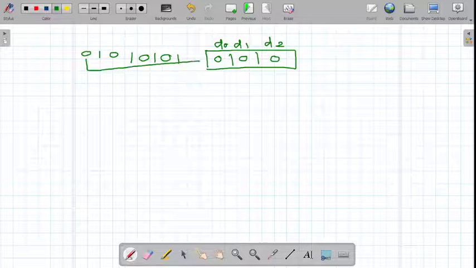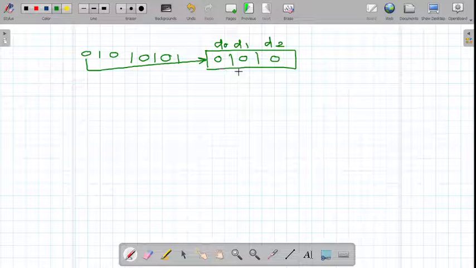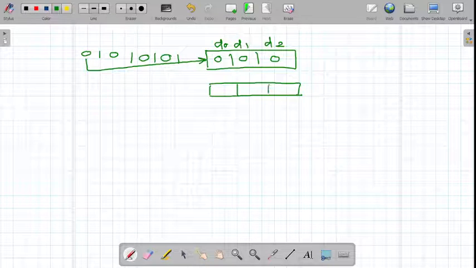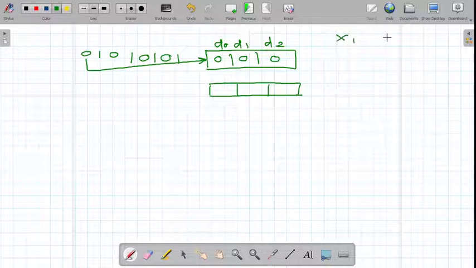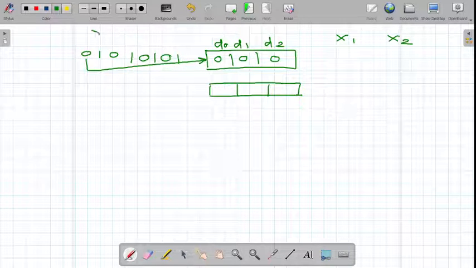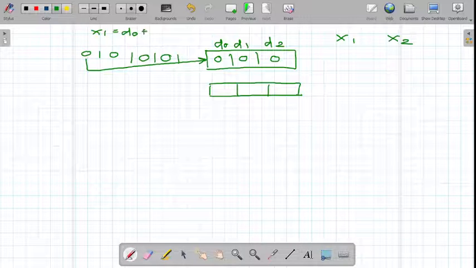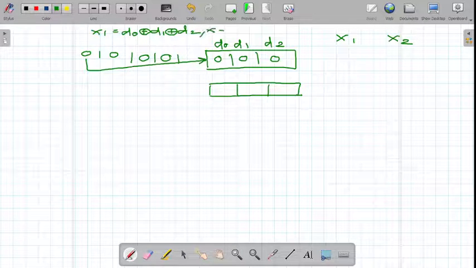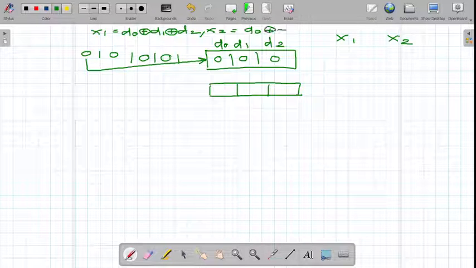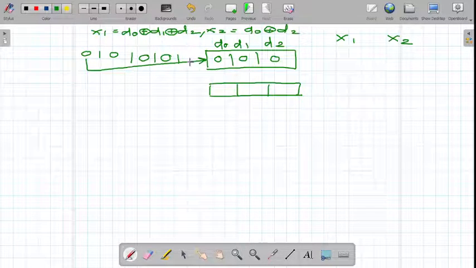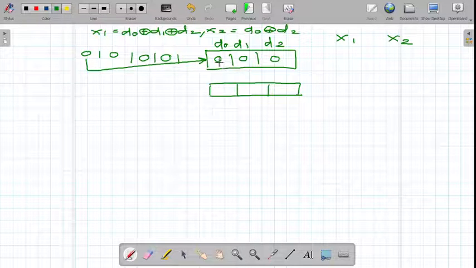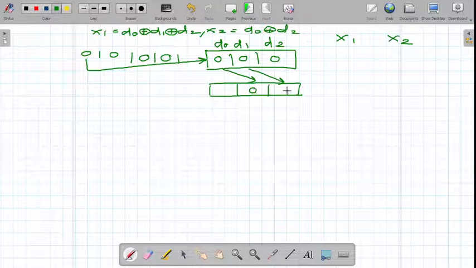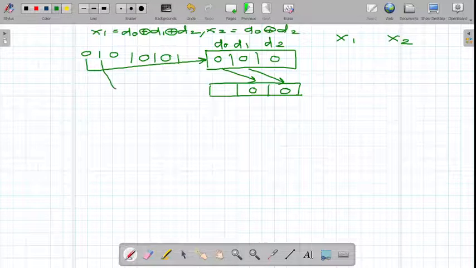Now when this first bit enters into the D0 register, here I am writing x1 and x2. What is x1? x1 is the XORing of D0, D1 and D2, and x2 is the XORing of D0 and D2. Now when the first bit is entered into the first register, the previous bit of D0 will be shifted to D1 and the D1 bit shifted to D2, meaning here 0, 0 will be shifted, and here the second bit will enter.